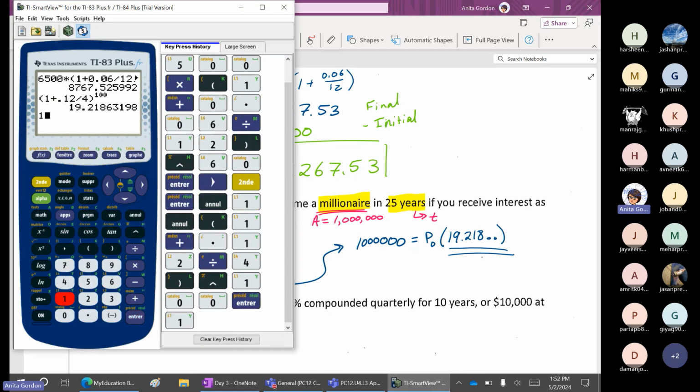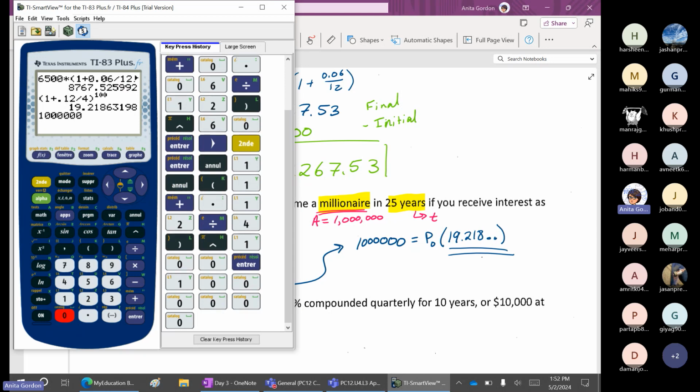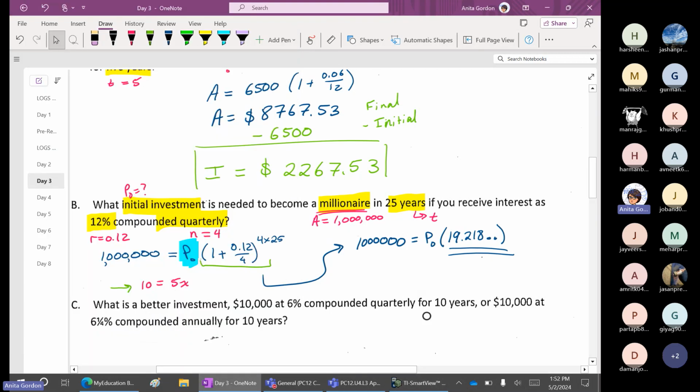Okay, so now I'm going to take my 1 million, 1, 2, 3, 4, 5, 6 zeros, and divide by, my calculator has the option to use the answer from the line before. And so this is telling me that the initial investment should be $52,032.84. And because we're dealing with word problems, we need to identify what number our final answer is. In this case, it's dollars.